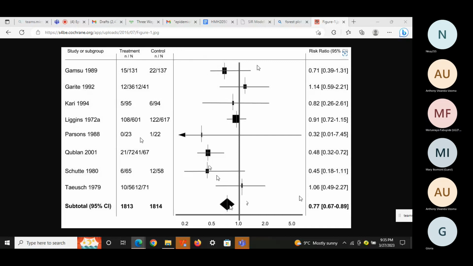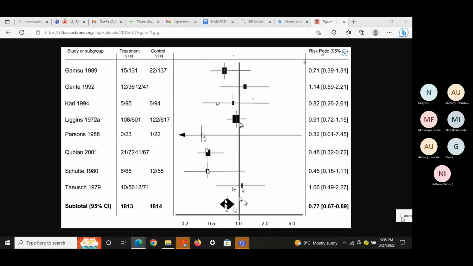So this diamond is the summary of all these. Everything here is the measure of effect. It can be either relative risk or odds ratio. Here I'm seeing that this is a relative risk, which is also called risk ratio. So what I need to look at is the diamond shape here. You can see that the overall effect is below 1.